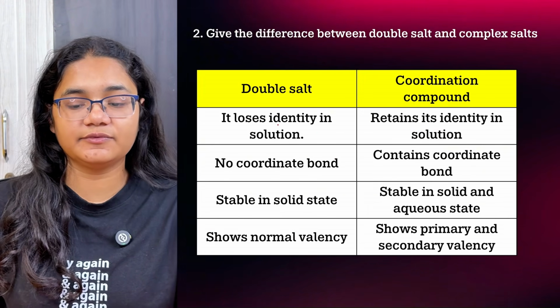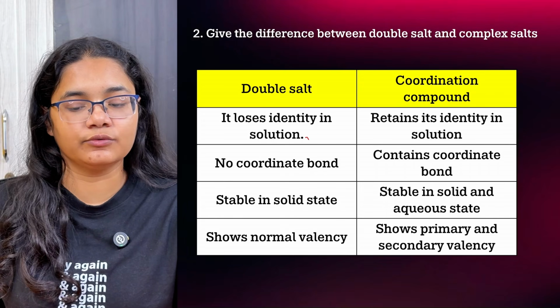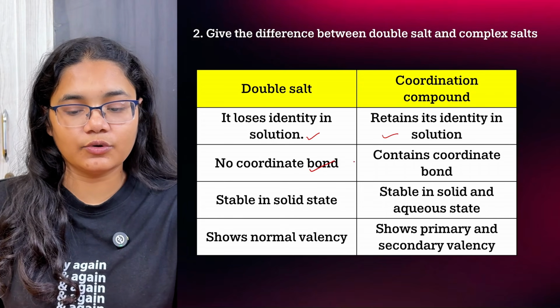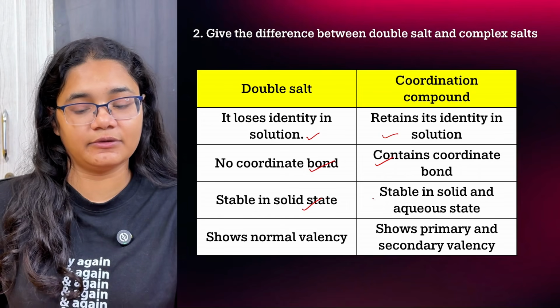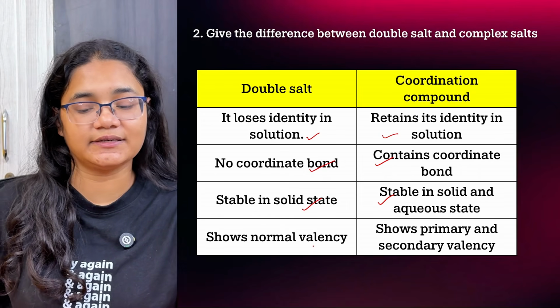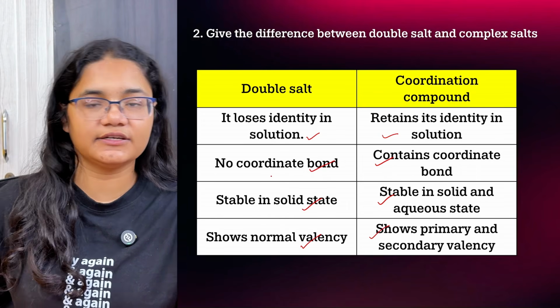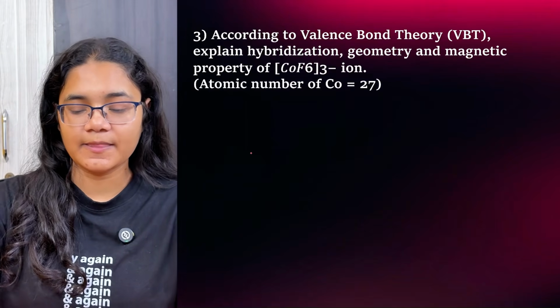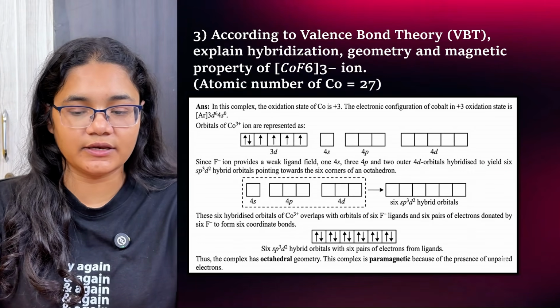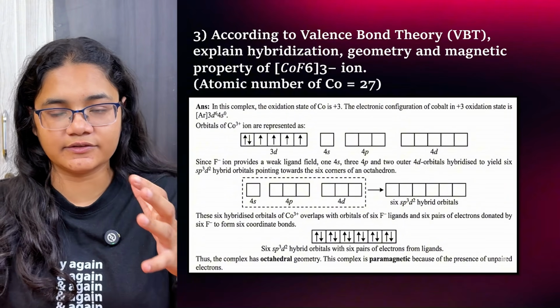Next is difference between double salt and coordination compounds. It loses its identity, doesn't lose. No coordinate bond. Here we have coordinate bond. It is stable in solid state. It is stable in solid as well as in aqueous state. Shows normal valences. It shows primary and secondary valency. Next is a valence bond theory question. So I'll be explaining one and others you can check accordingly.